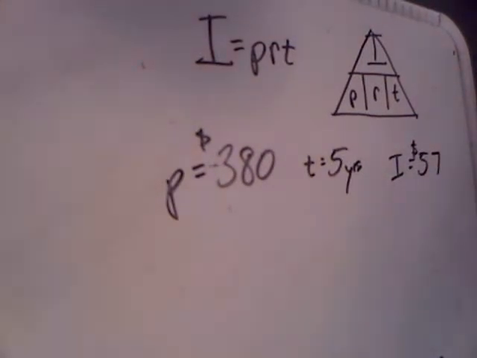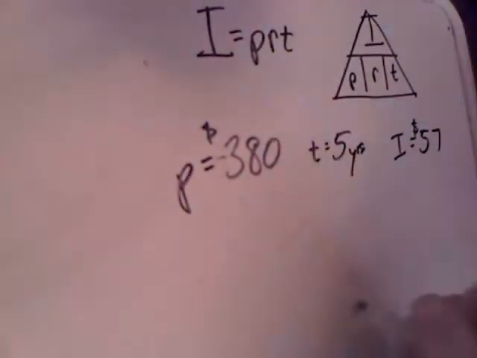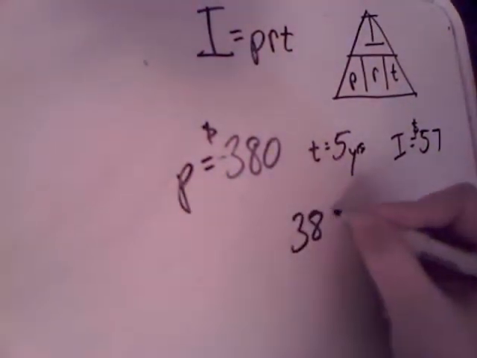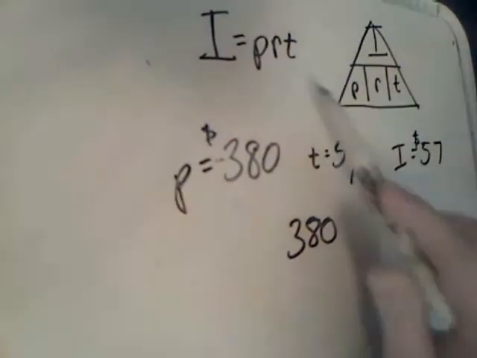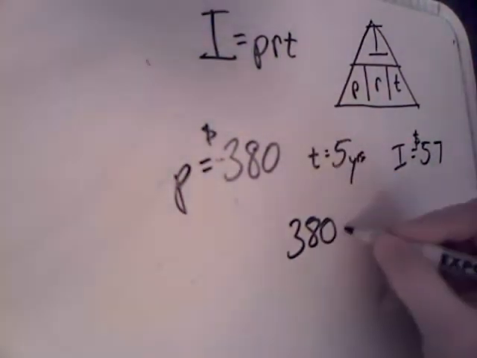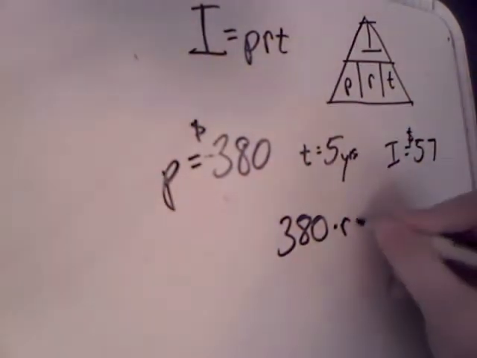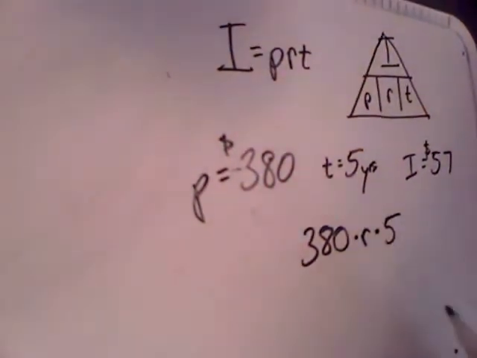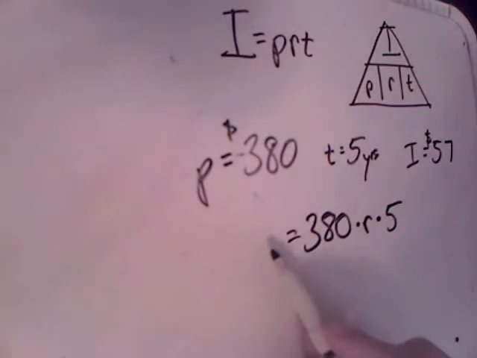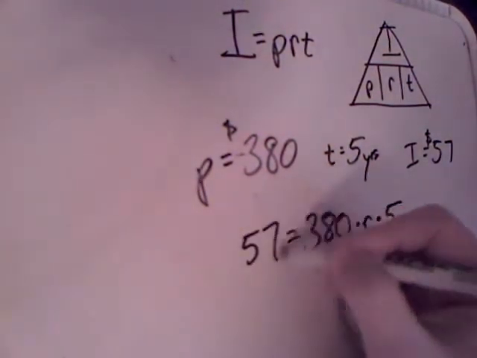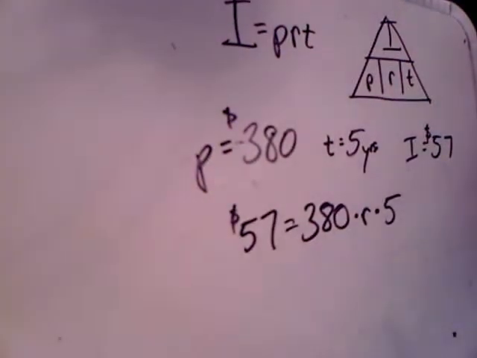So to figure that out, we're going to plug this into the formula. My principal is $380. I started out with $380. I don't know what the rate is, so I'm just going to leave that as R. And I had it in there for 5 years. I also know that the interest earned was $57. So I'm also going to put that in the equation.